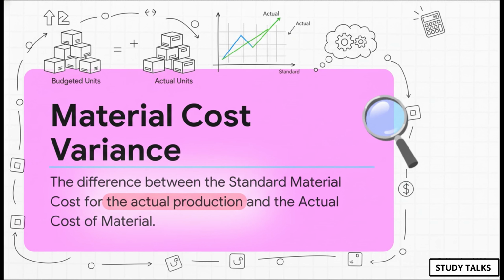So what is it really? Well, in the simplest terms, it's just planned versus actual. The MCV tells you the difference between what you should have spent on materials for the amount of stuff you actually produced versus what you really did spend. That's it. That's the core idea.